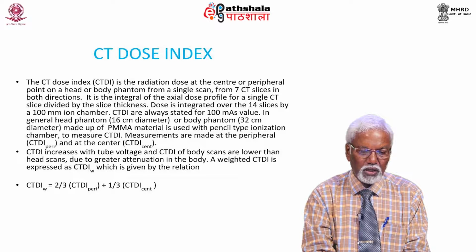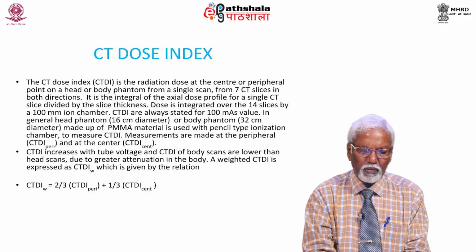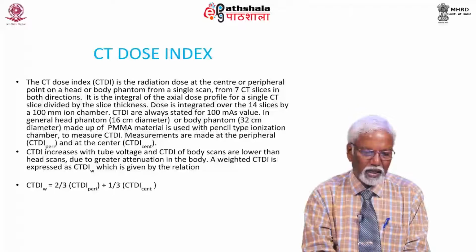The integral of the axial dose profile for a single CT slice divided by the slice thickness is calculated. Dose is integrated over 14 slices by a 100 mm ion chamber. CTDI values are always stated for 100 mAs. In general, a head phantom of 16 cm diameter or a body phantom of 32 cm diameter made of PMMA material is used, with a pencil type ionization chamber to measure CTDI. Measurements are made at the periphery and at the center.